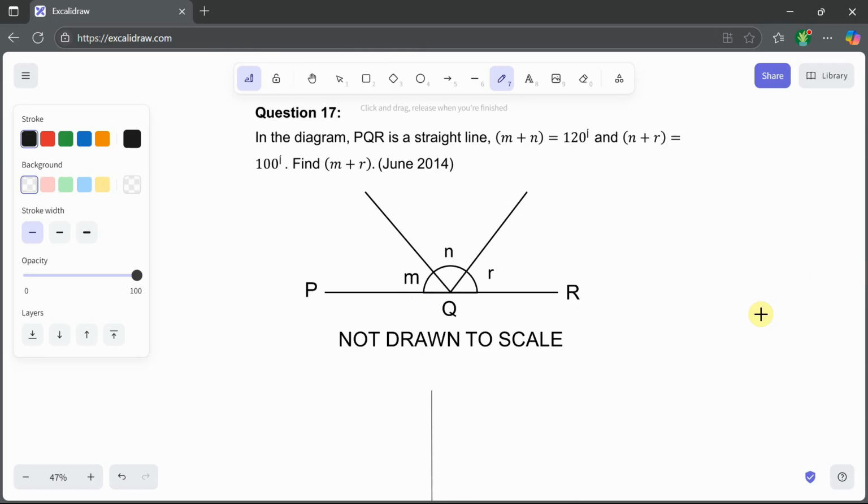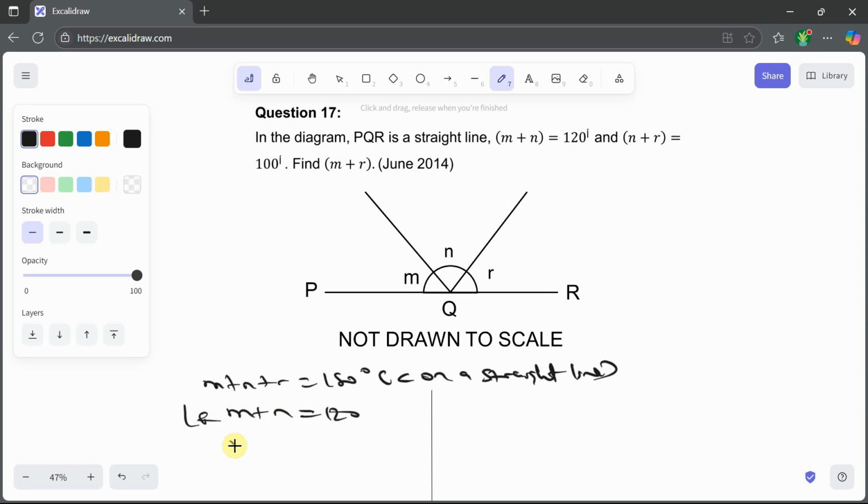So, like I said, first thing that we know is m plus n plus r is equal to 180 degrees because it's angles on a straight line. If I'm told m plus n is equal to 120, then 120 plus r is equal to 180 degrees. I just substituted it. So our r will be equal to 180 degrees minus 120 degrees, and that will be equal to 60 degrees.